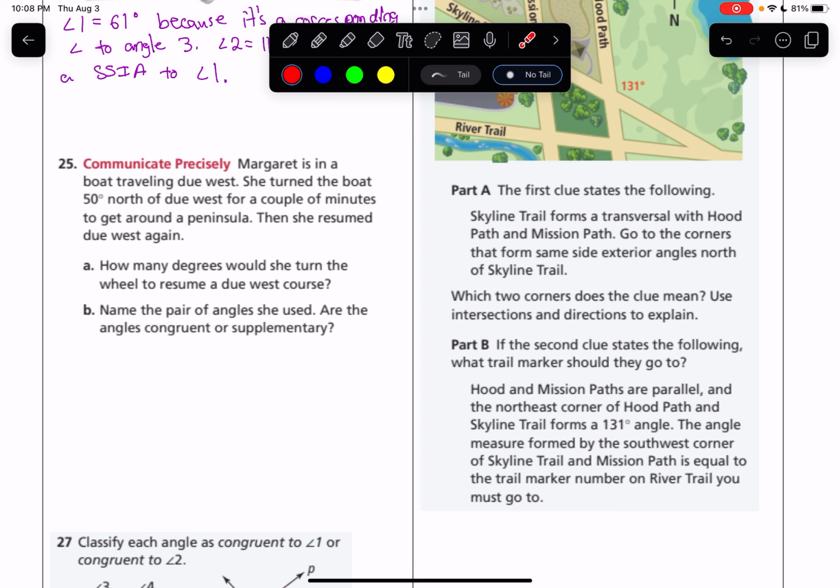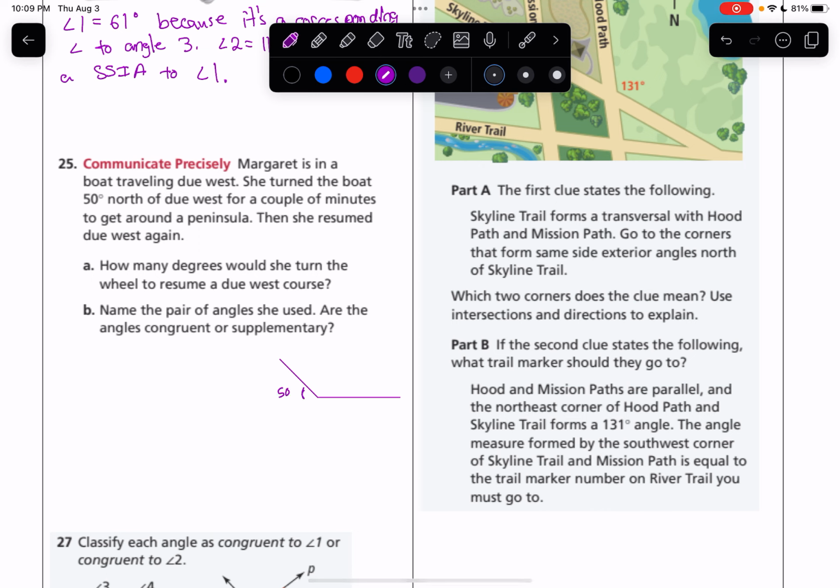So let's draw this out so we can see this path. So she's moving due west. That means straight west like this. But then she turns the boat 50 degrees north of west for a couple of minutes to get around a peninsula. So let's put in, this is where the 50 is, right there.